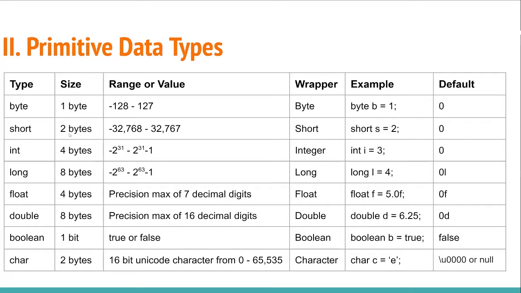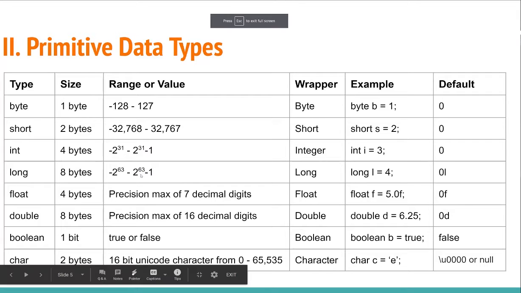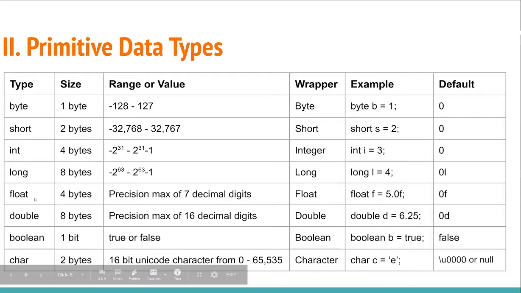And short has 2 bytes, and the range of values is from -32768 to 32767. It has a Short wrapper class, and this is how we declare it. Then we have the int, the long, float, double, boolean, and char. Let's discuss these primitive data types.